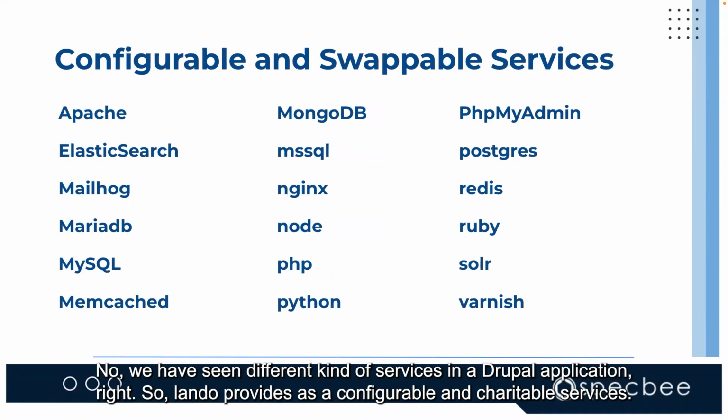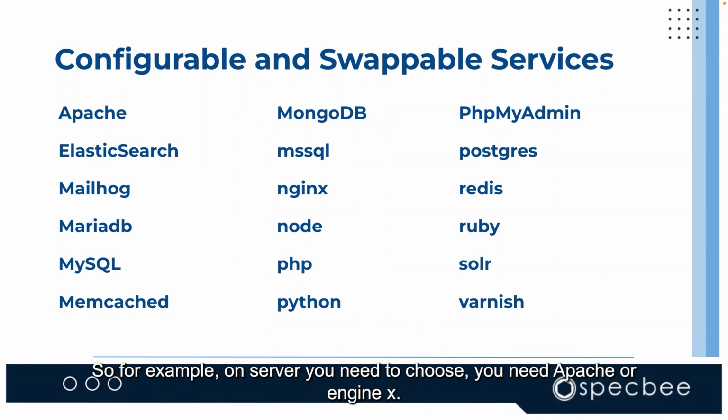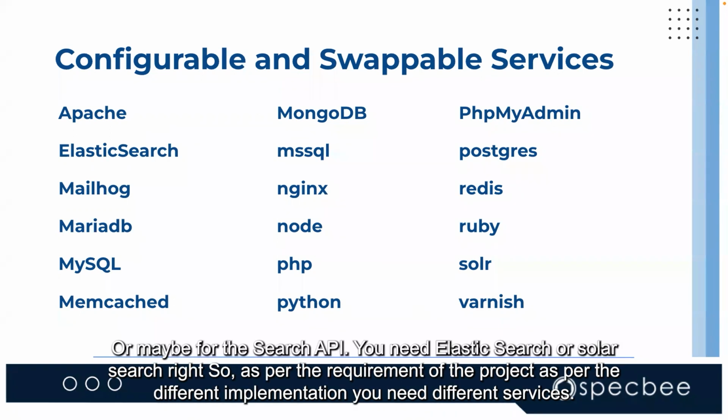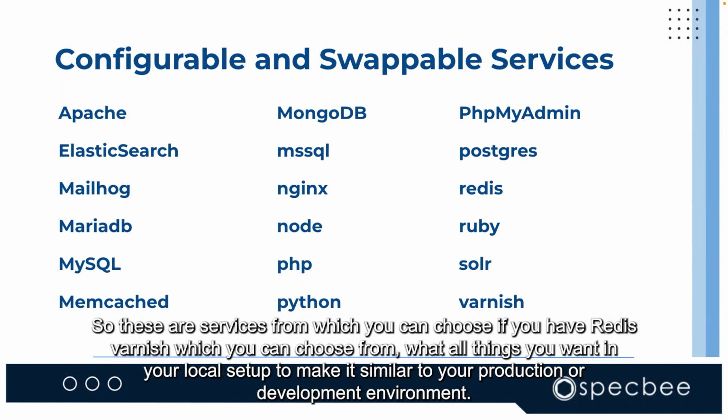Now we have seen different kinds of services in a Drupal application, right? So Lando provides us configurable and swappable services. For example, on the server, you need Apache or Nginx. Then on the database, you need to choose between MySQL, MariaDB, or Postgres, or maybe for the search API, you need Elasticsearch or Solr search, right? As per the requirements of your project and different implementations, you need different services. So these are the services from which you can choose.